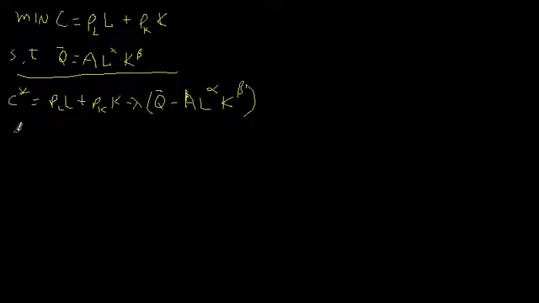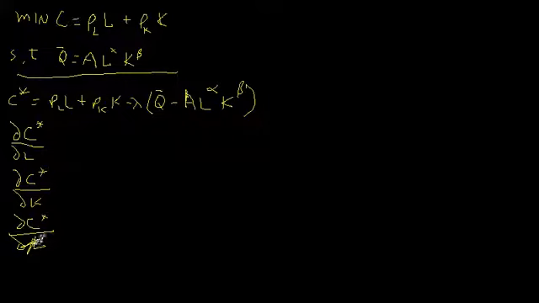And we know from the earlier problem for cost minimization what we have to do is minimize this Lagrangian function with respect to L and K and the Lagrangian multiplier, lambda. And we want to set these partial derivatives equal to 0.